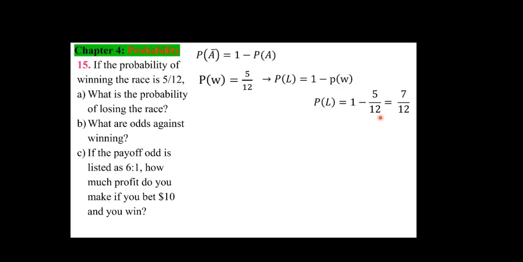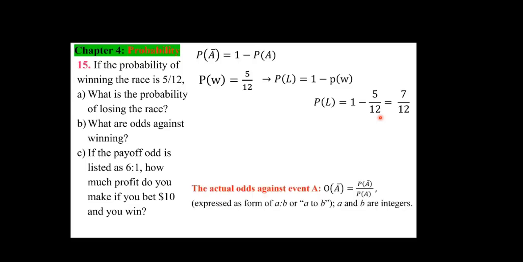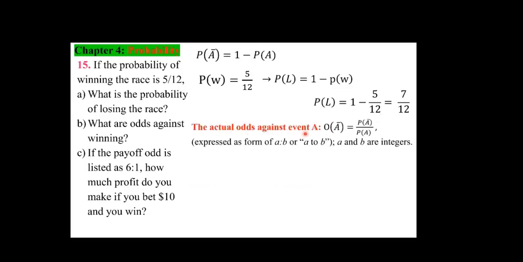Definition of odds against. Odds against would be the probability of the complement over the probability of the event. So the actual odds against event A, O represents the odds, against is A complement, is the probability of A complement over the probability of A. It's important to see the formula. Again, it's given. You have it in your formulation. And we normally put them as A to B, or A colon B, and they are in integer format.